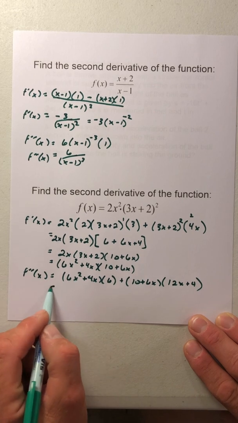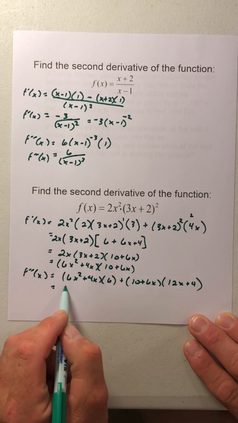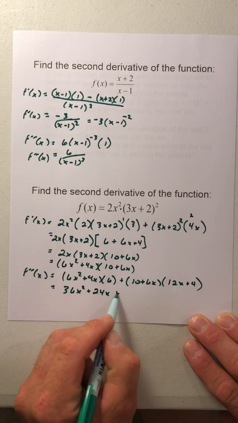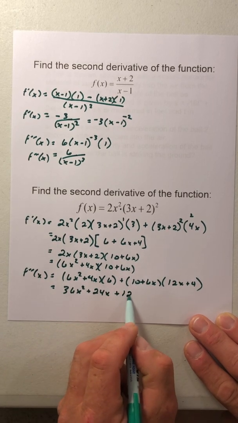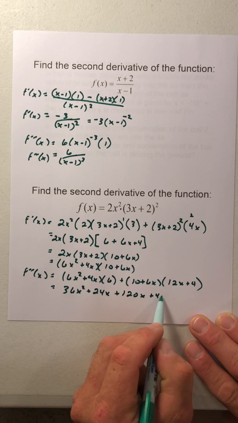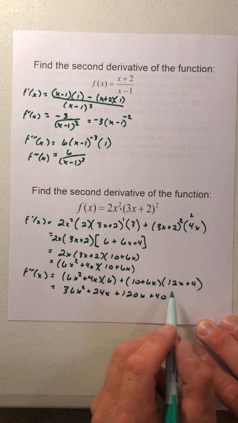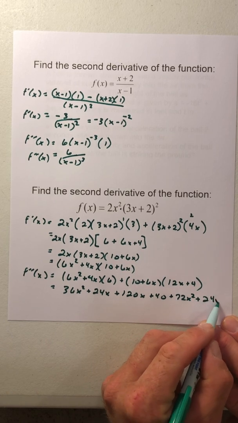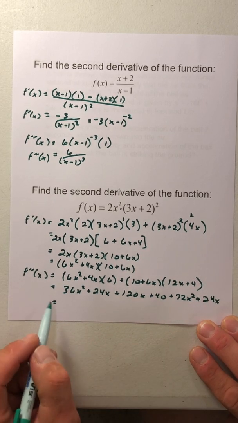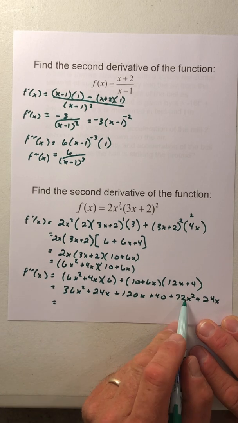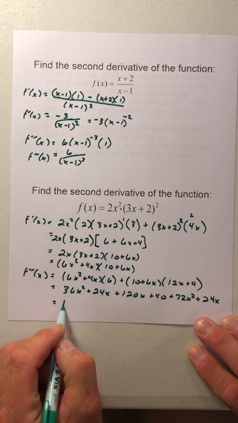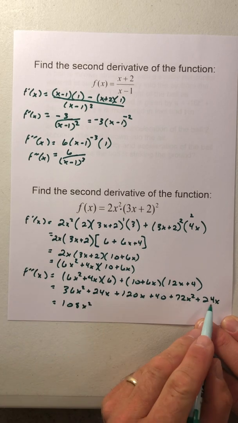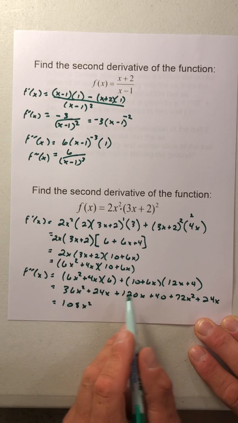Now I can go ahead and clean this up. I'm going to multiply my 6 through. So I get 36x squared plus 24x. Over here, I multiply my 10 through, I get 120x plus 40, multiply my 6 through, I get 72x squared plus 24x. Go ahead and combine like terms. 36 and 72 gives me 108x squared. I have 24 and 24 x's, that's 48.